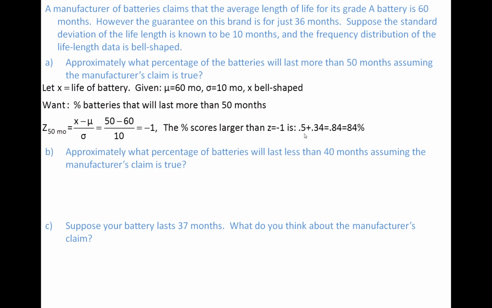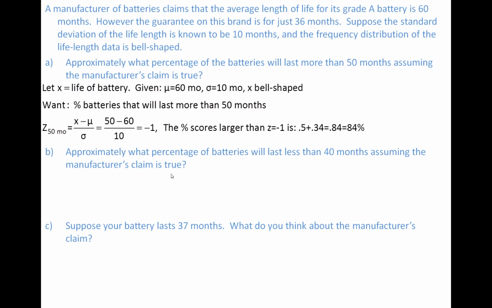So the percentage of scores larger than -1, well, half the data has a z-score of 0 because the mean has a z-score of 0. So that's the 0.5. And then the 0.34 is the percentage of scores, assuming, again, that it's bell-shaped, between -1 standard deviation up to the mean. So that's 0.34. So 84% of the data should be larger than the values having a z-score of -1. So we would expect 84% of the batteries to last more than 50 months.